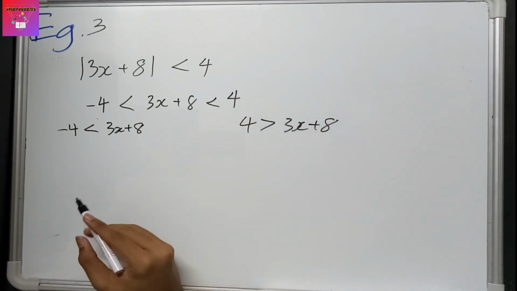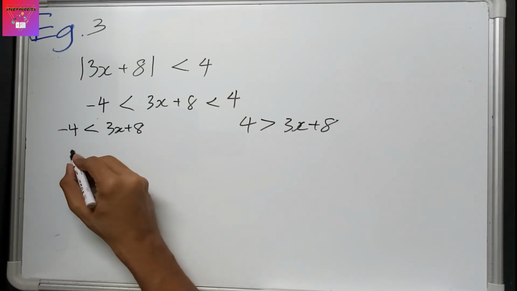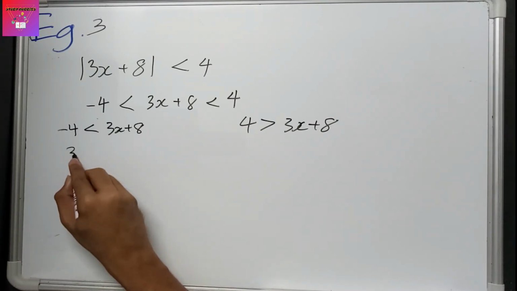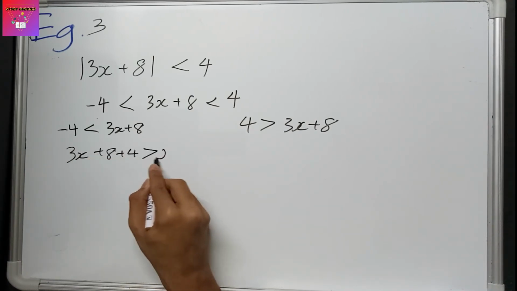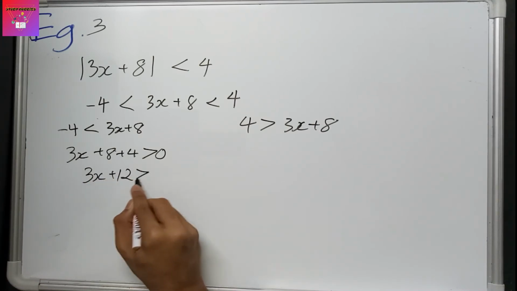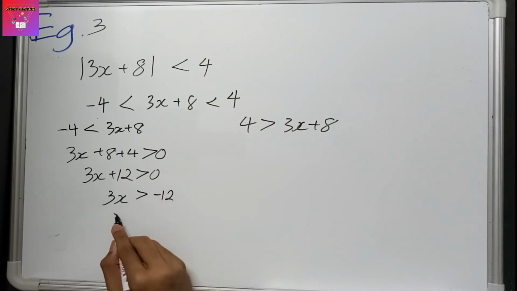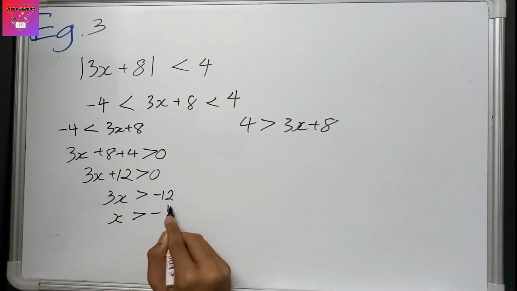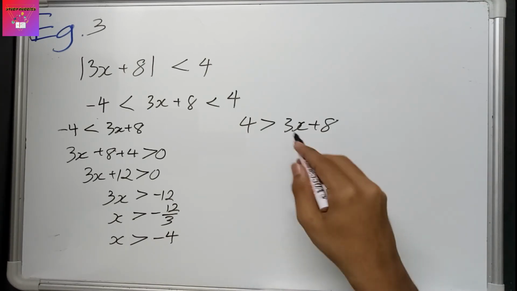So I'll solve this side first. I'll bring everything to the left hand side, which is going to be 3x plus 8 plus 4 is greater than 0. So it's 3x plus 12 greater than 0. So 3x is going to be greater than negative 12, and therefore x is greater than negative 12 over 3, which is negative 4.